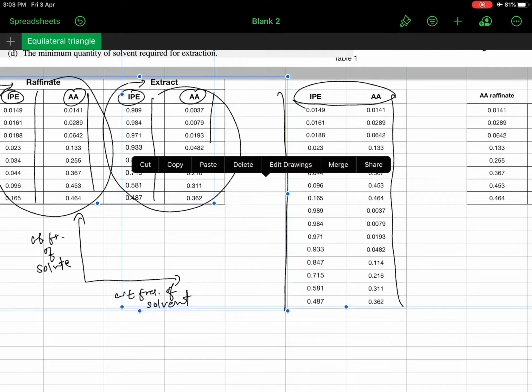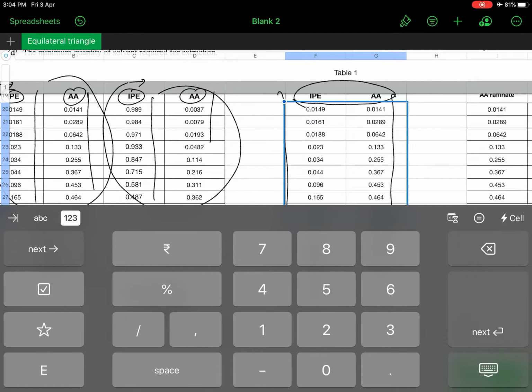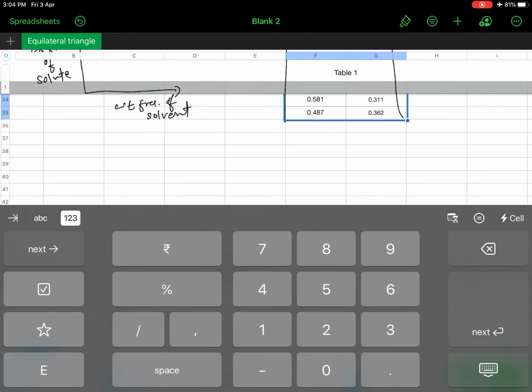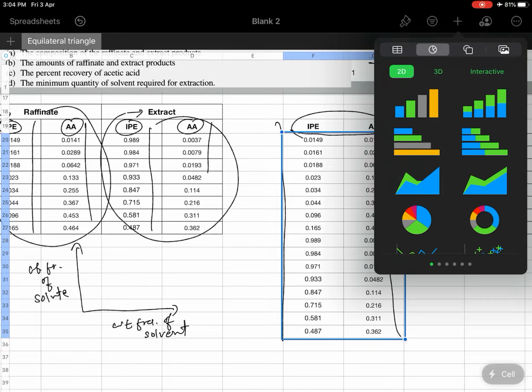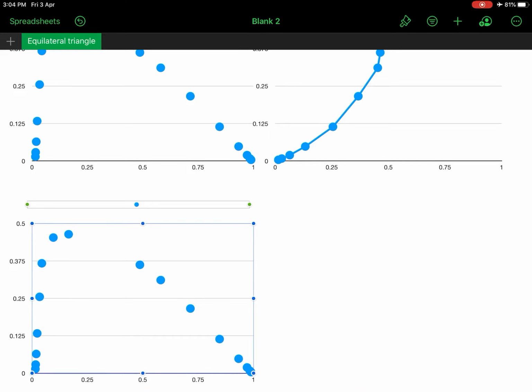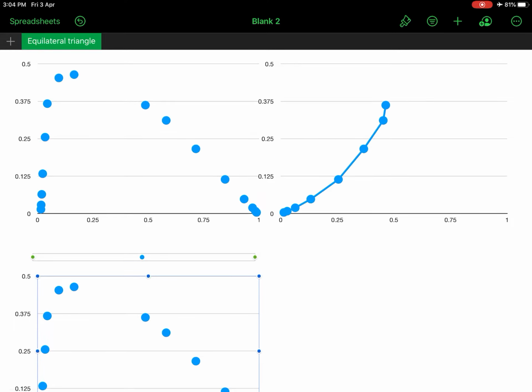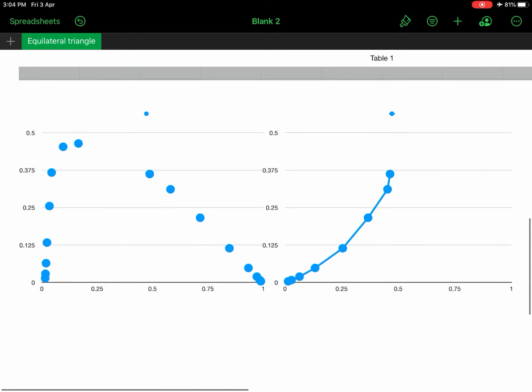Now I'll select this data and plot the graph. As you can see, I have already plotted this graph, but I am showing you how to plot it. This is the graph I have come up with. I told you this is the right angle method. Now we have got this binodal curve, so I'll draw this curve.